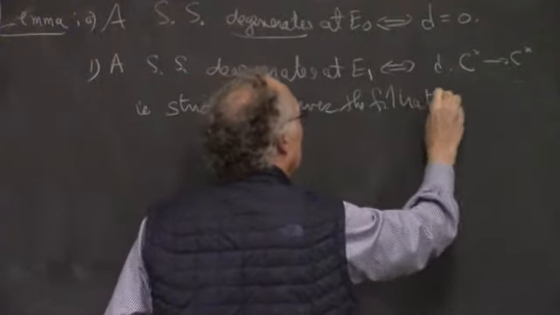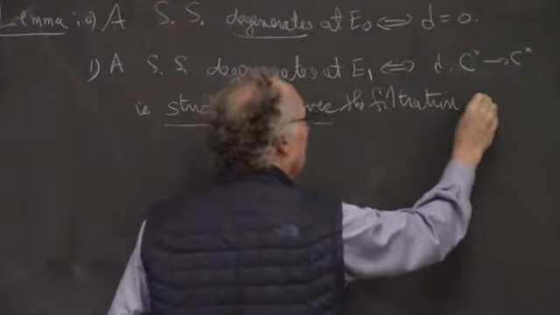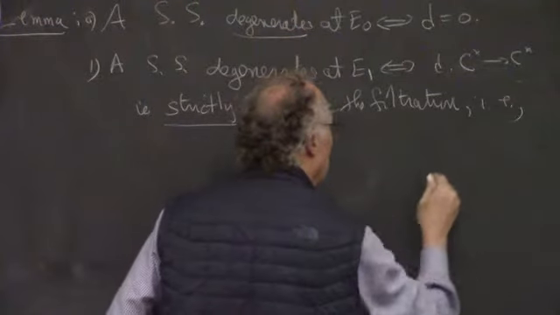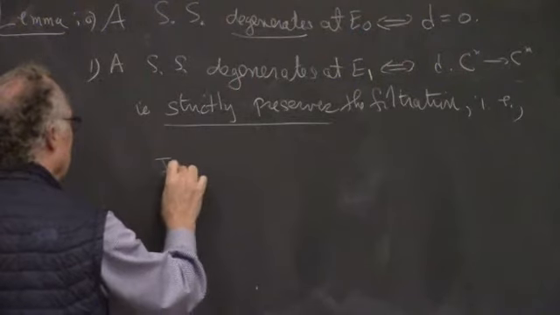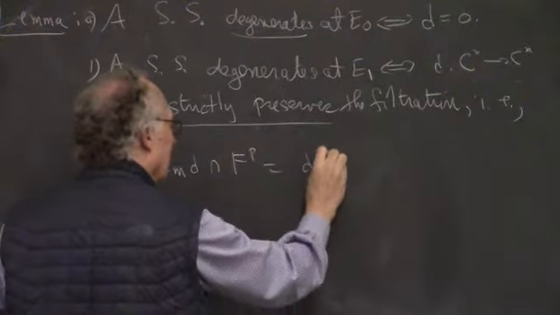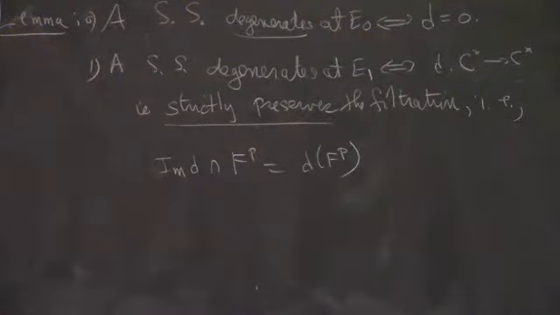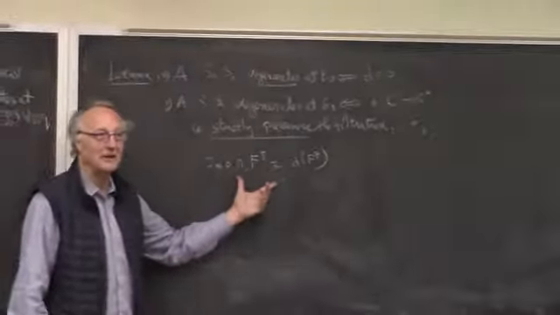And I guess I should define that, i.e., D(image of D) intersect FP is equal to D of FP. That's what it means to say a map strictly preserves a filtration. If you have a map between two filtered objects which preserves the filtration, it strictly preserves the filtration if it satisfies the analog of this.